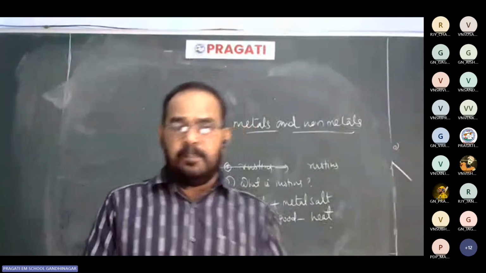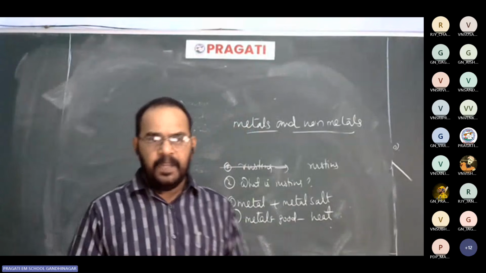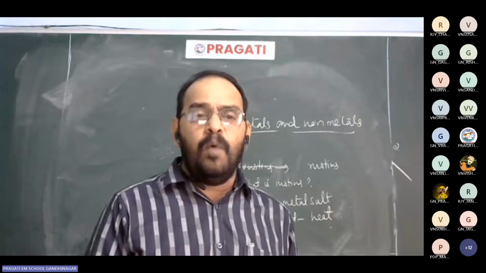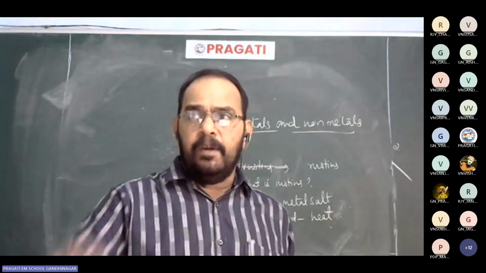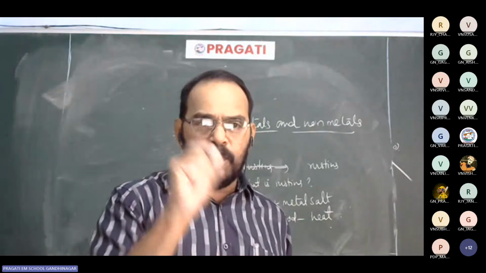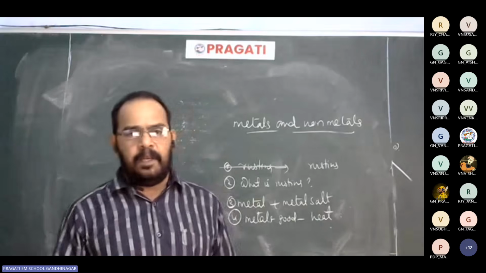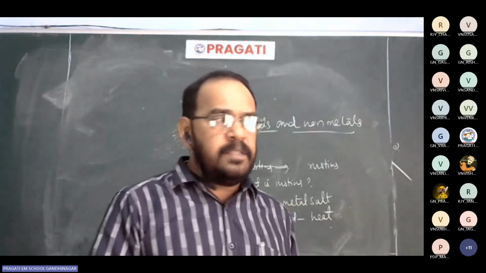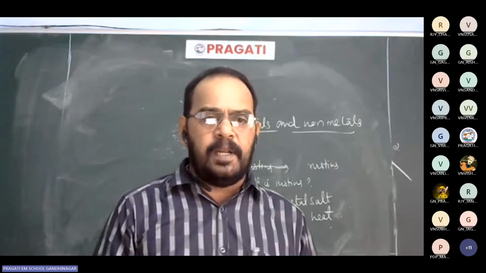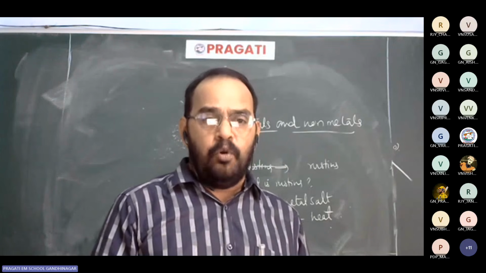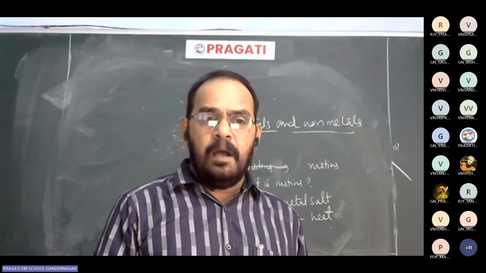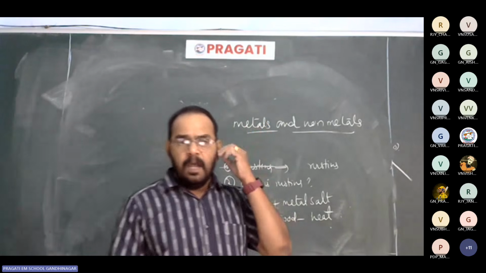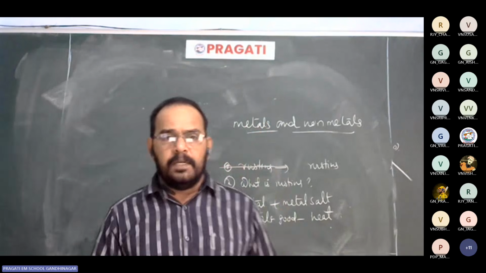So malleability means making thin sheets. Ductility means drawing into very thin wire, like a thread. Wires are all thread type. That property is called ductility. Next, sonority is making a ringing sound. If you beat metals, they produce a ringing sound. That is called sonority. Lustrous: metals have a shining surface. That is called lustrous. And metals are good conductors of heat.